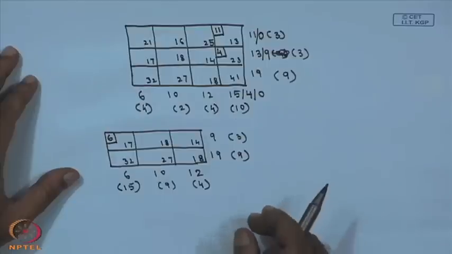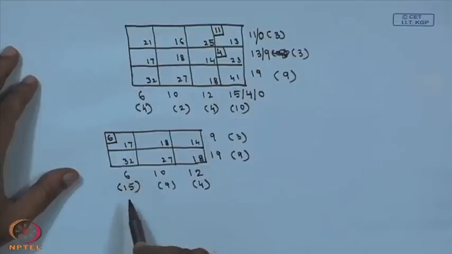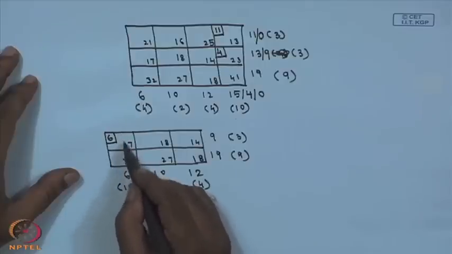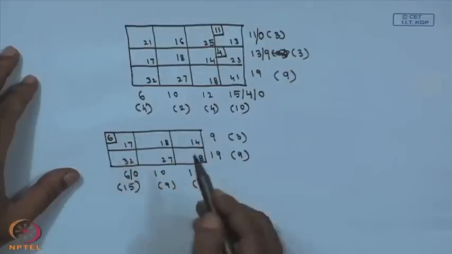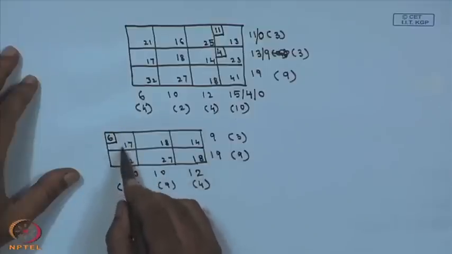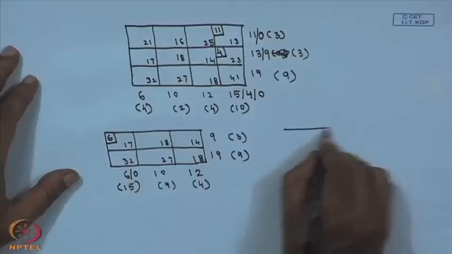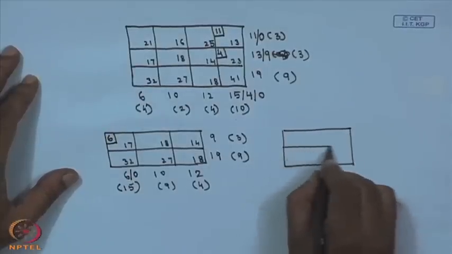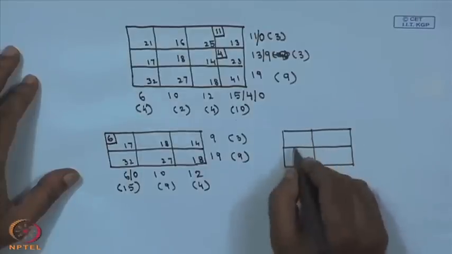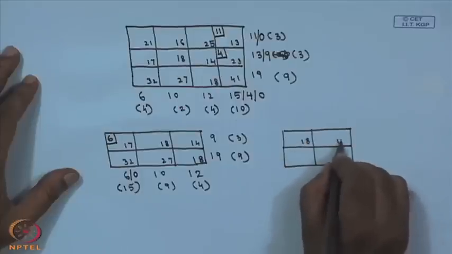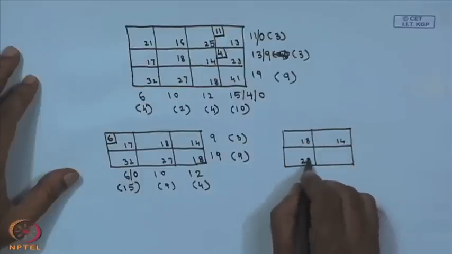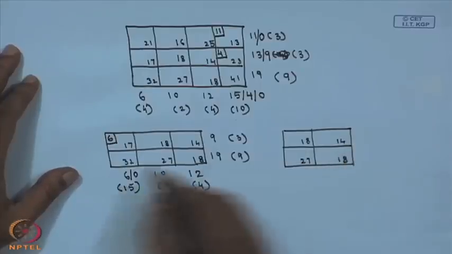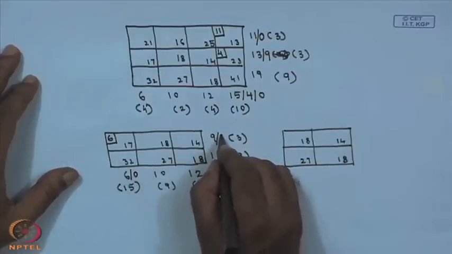So, now you have allocated 6 over here. Now, the demand is 0. So, on this column you cannot allocate anything on any other cell. So, in the next step you can delete column 1. Now, you have only 2 rows and 2 columns. The values are 18 and 14 and 27 and 18. Here, 6 you have already allocated, so it has become 3.